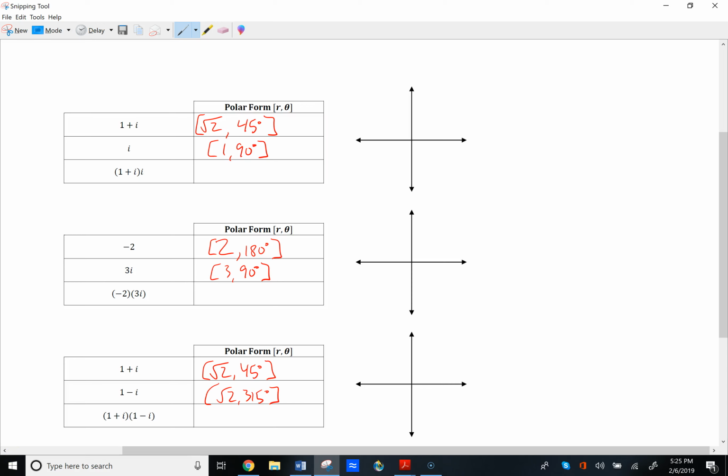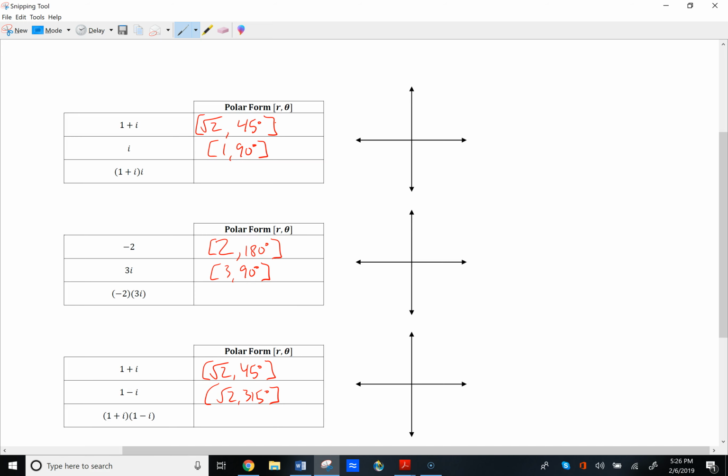Hey guys, I want to start with the worksheet you got at the end of class yesterday and explain a couple things and use that to learn the next thing basically. So I've got filled out here the R and the theta for each of these first two numbers in each table. Hopefully you understand where those came from.